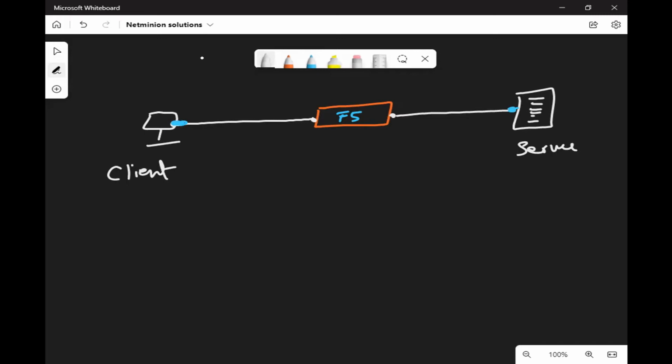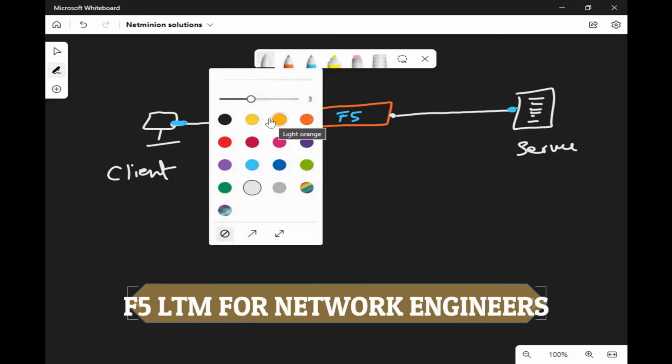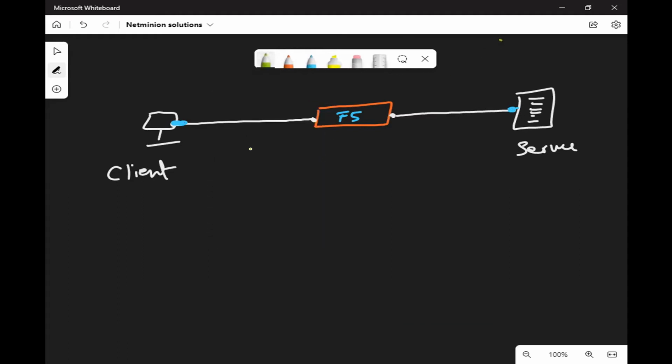Server, and it is our F5. Now try to understand one thing, that F5 is a full proxy device. You are aware, right? Yes. Full proxy, yeah. So when I am saying full proxy, there is a disclaimer that it's not always full proxy.